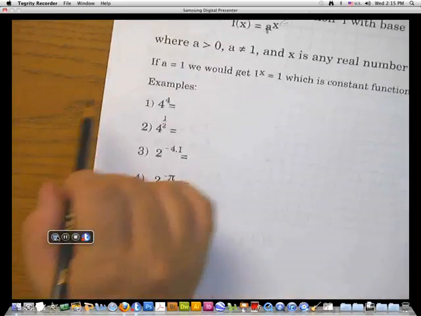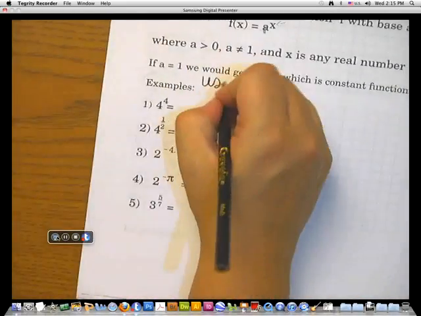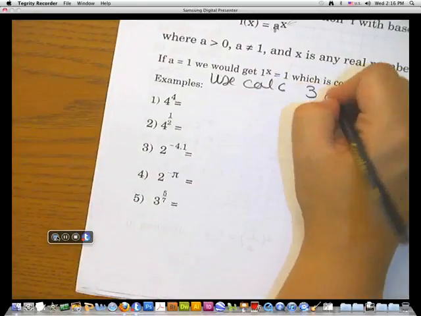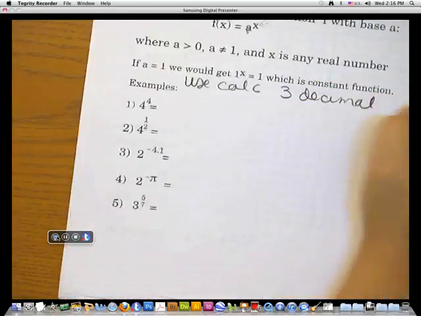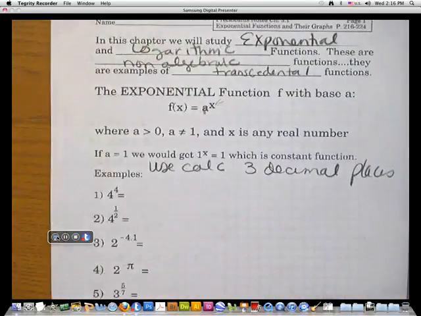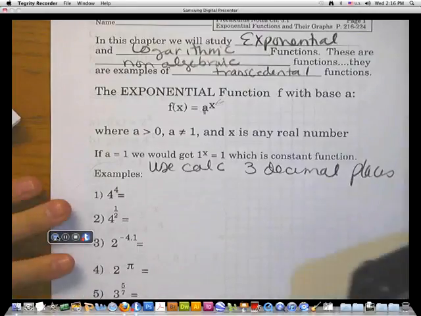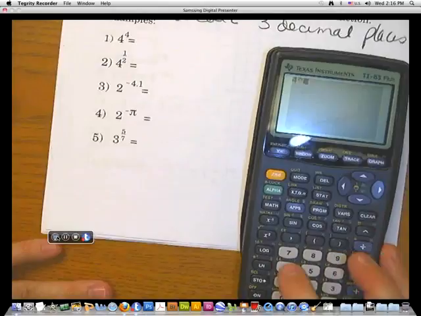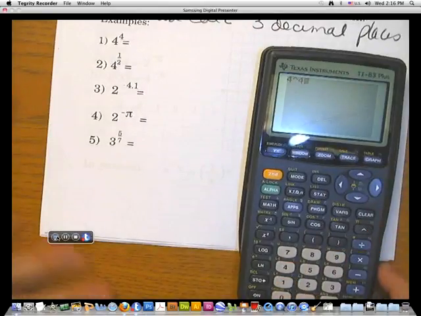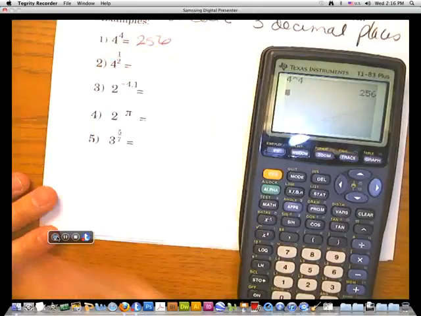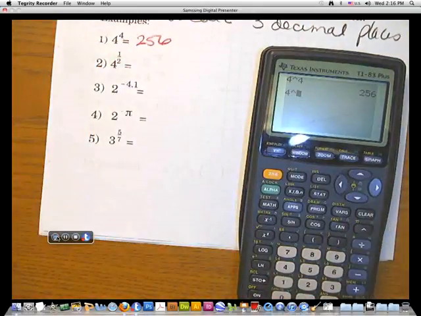When we do these kind of examples, use your calculator and come up to 3 decimal places. Okay, so 4 to the 4th. Use your calculator. 4 exponent 4. Exponent is that little caret key. So we get 256. 4 to the 1/2.